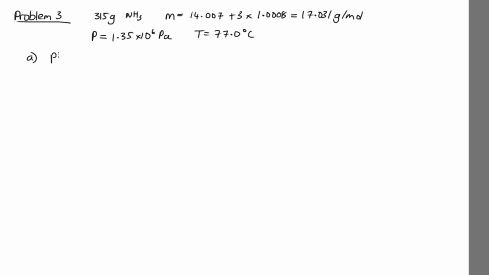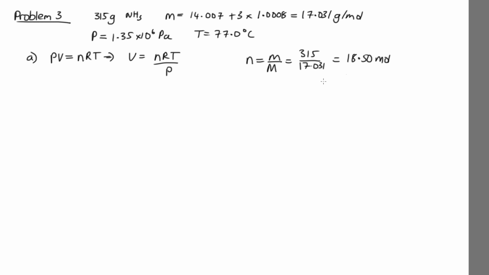So we're going to need to use our ideal gas law. PV is equal to nRT. We can rearrange this. We've got V is equal to nRT on P. So we need to know the number of moles. We've got the molar mass. So the number of moles is equal to our mass over our molar mass. So it's 315 grams at 17.031 grams per mole. And so solving this, we get 18.50 moles.